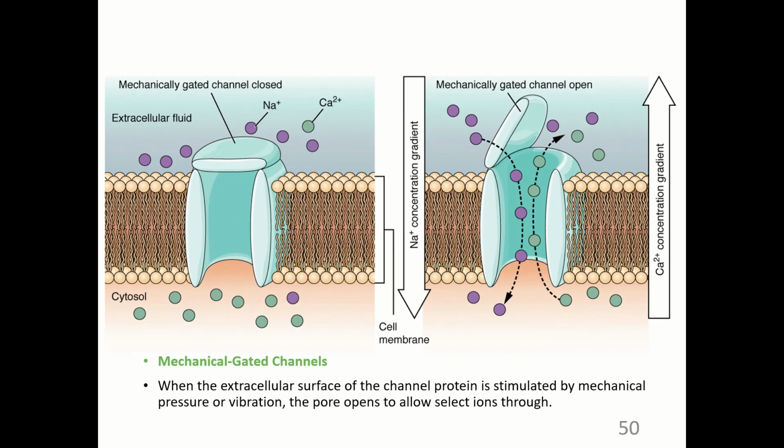Mechanical gated channels will be opened when the extracellular surface of the channel protein is stimulated by mechanical pressure or vibration. This opens the pore to allow selected ions through. This is one of the major ways that tactile sensory neurons detect stimulation of touch.